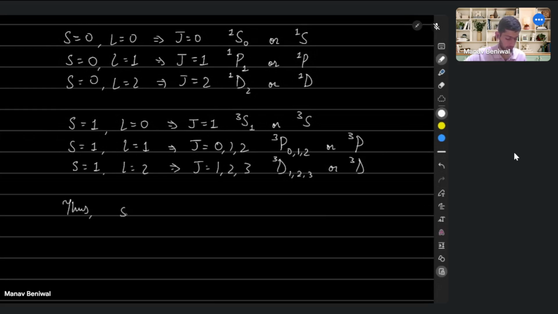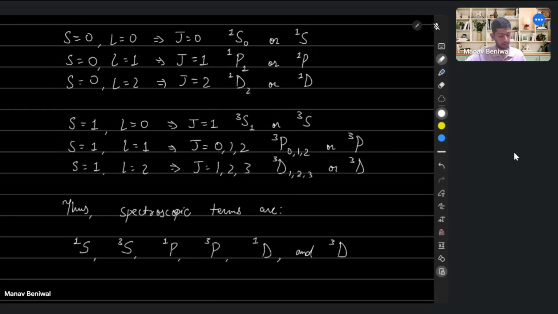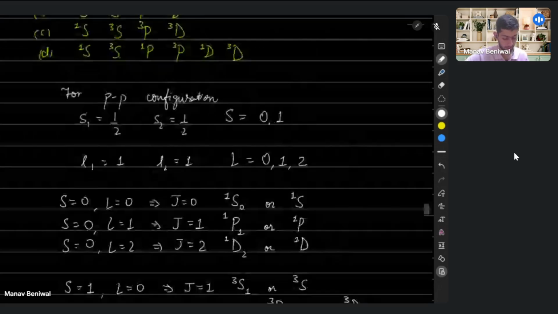Thus, the spectroscopic terms are 1S, 3S, 1P, 3P, 1D, and 3D, which is option D.